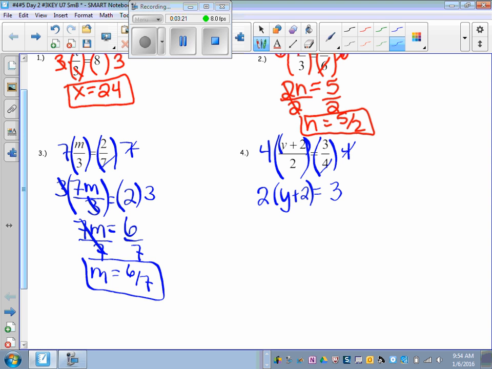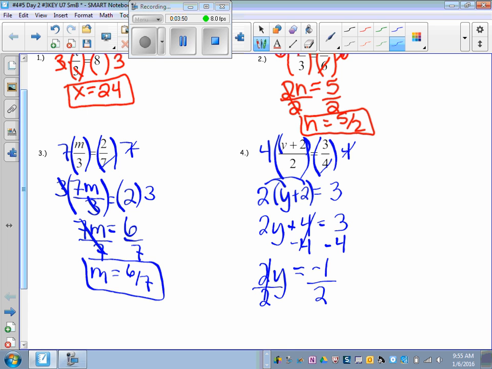You could actually go ahead and distribute your 4 and then reduce each individual fraction, but this will save you a little bit of time. Alright, so then I need to distribute my 2. Again, 4 divided by 2 gave me 2. So I have to distribute now. I have 2y plus 4 equals 3. And subtract my 4. This is just like all of our solving problems we've been doing for like 5 months now. And then divide by 2. So I get y equals -1. That's my final answer.